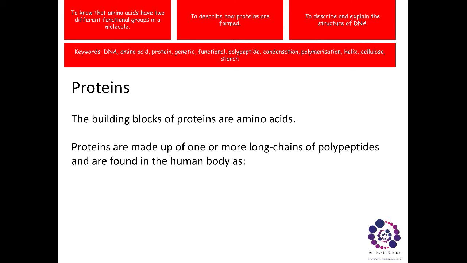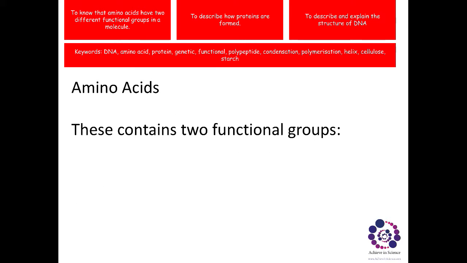Proteins. The building blocks of proteins are amino acids. Proteins are made up of one or more long chains of polypeptides and are found in the human body as enzymes, hemoglobin, antibodies and tissues. So amino acids are joined together to form a polypeptide chain.